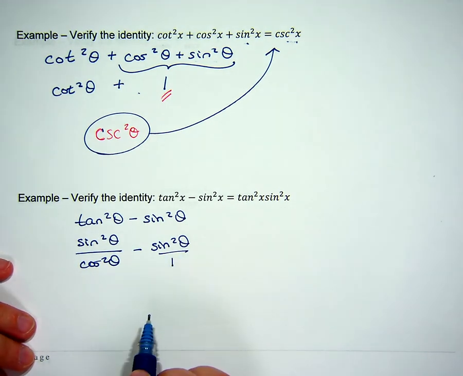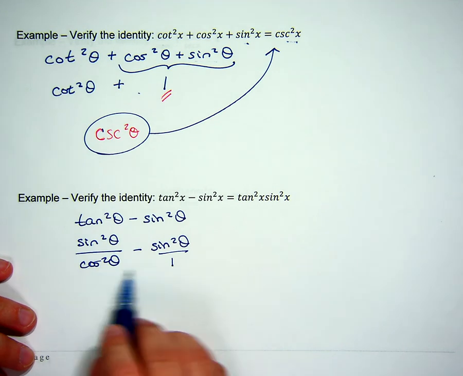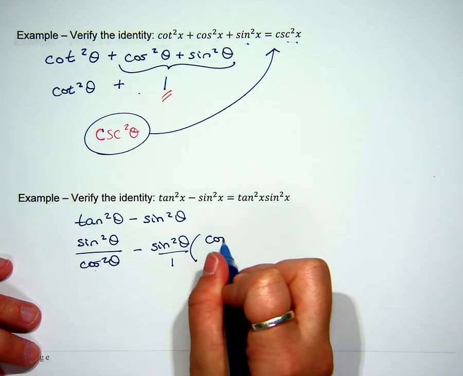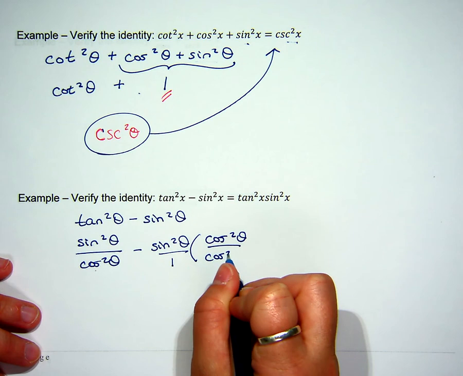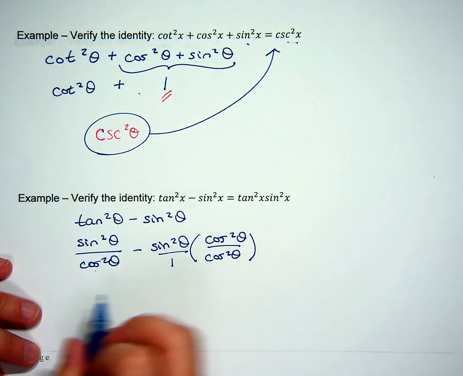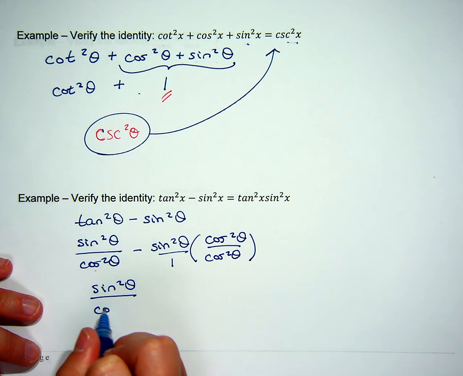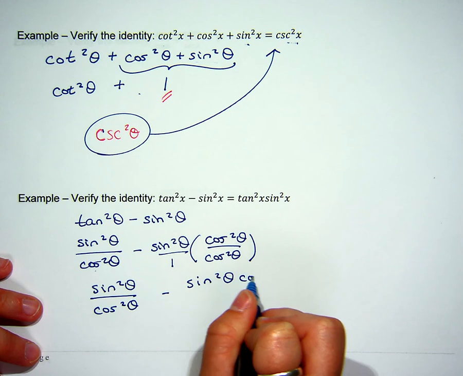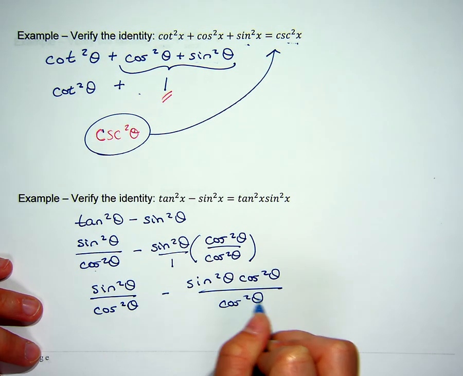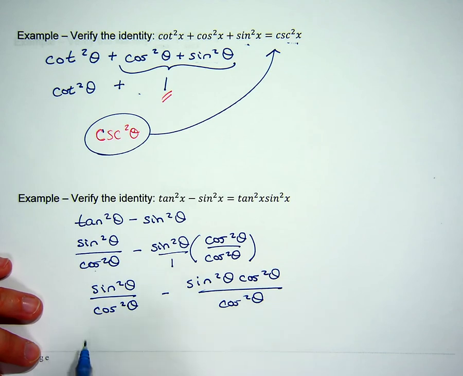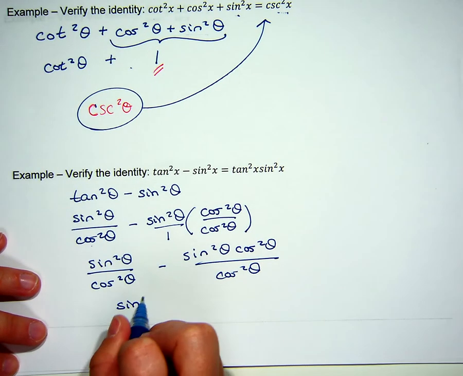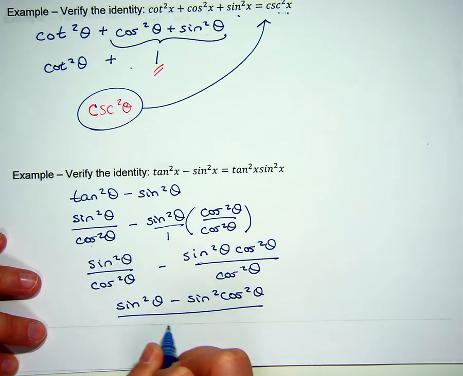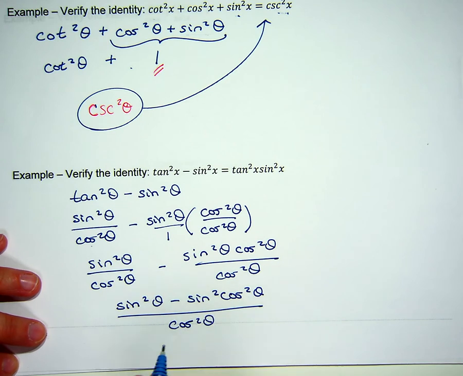What I want to do is make it into one big fraction, which means that I need a common denominator. The common denominator between 1 and cosine squared is cosine squared, which means I need to multiply top and bottom by cosine squared. That will get me sine squared, cosine squared over cosine squared. Well, that's nice. Now they have a common denominator. Let's put them over that denominator. So now we have one big fraction.